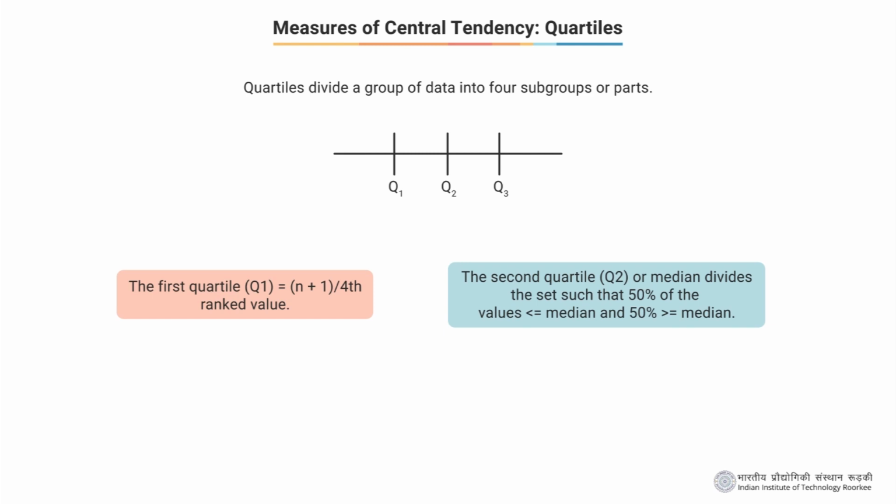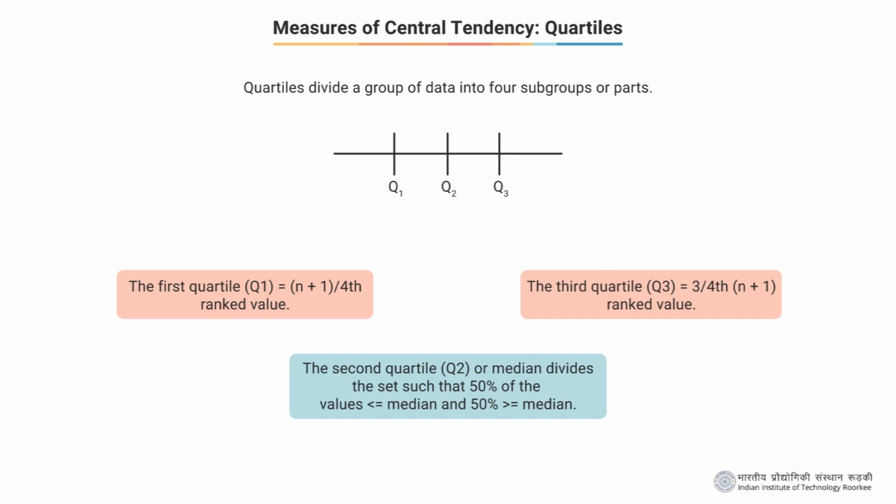Q2 is located at the 50th percentile and equals the median of the data. The third quartile Q3 divides the first 3 quarters of the data from the last quarter and is equal to the value of the 75th percentile. The computation of quartiles requires that the values have been first ranked from the smallest to the largest.